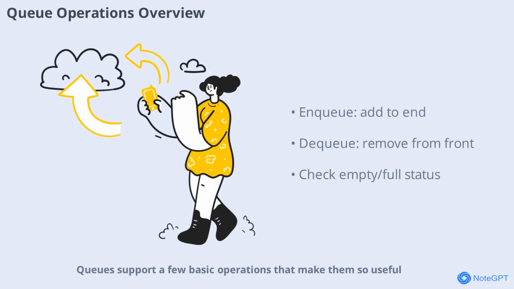Queues support a few basic operations that make them so useful. The two primary operations are enqueue and dequeue. Enqueue means adding an element to the end of the queue, while dequeue means removing the element from the front. There are also operations to check if the queue is empty or full depending on the implementation. These simple actions allow queues to manage data efficiently and maintain order. Understanding these operations is key to using queues effectively in your program.